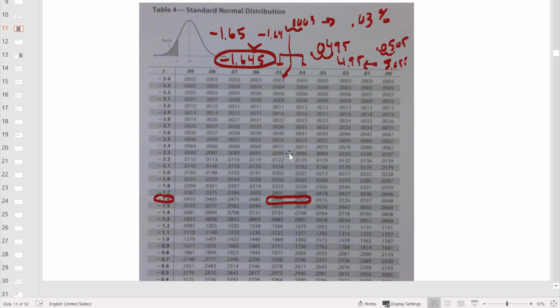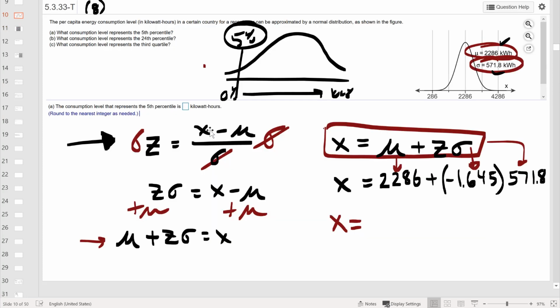Okay. Next is find the 24th percentile. So that's number 1. Sorry, switching back and forth here. Let me get my pen so I can mark off things here. So that answer should be 1,345. That's the 5% of the population use that much energy or less. Let's look at the 24th percentile. It's not the 25th percentile. It's not a quarter. It's almost at a quarter.